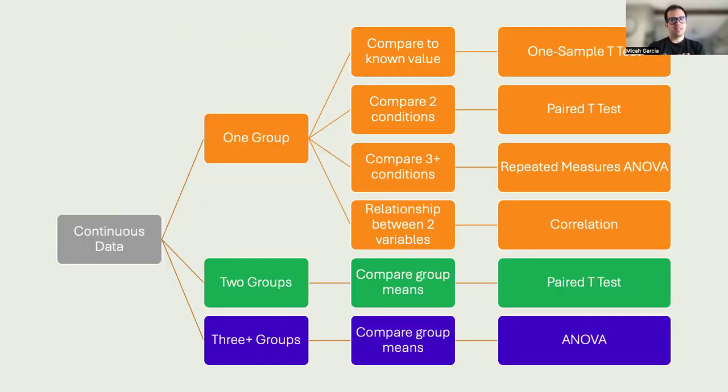Okay, the last slide here gives you a little flow chart of what you can use to determine which test is most appropriate. If you have one group, you're going to be using either a one sample test, paired test, repeated measures ANOVA, or correlation. If you have two groups, you'll be performing a paired t-test. And if you have three or more groups, you'll be performing an ANOVA.